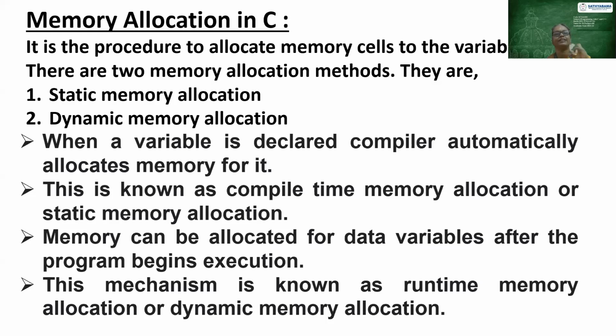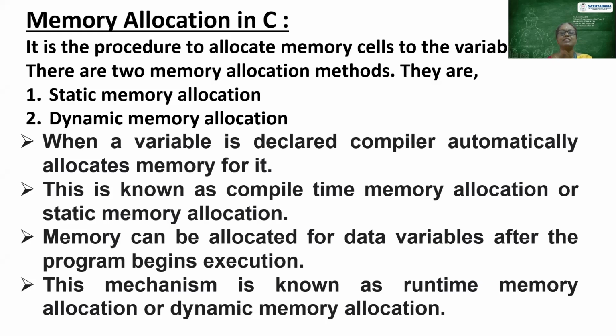There are two methods of allocating memory: static memory allocation and dynamic memory allocation. From the name itself, we can say static means it is a fixed one. We cannot change it. But dynamic is a changing one. So static memory allocation means the memory allocation is fixed, and in dynamic memory allocation, the memory allocation will change. Where will it be changing? That is the next question that will arise.